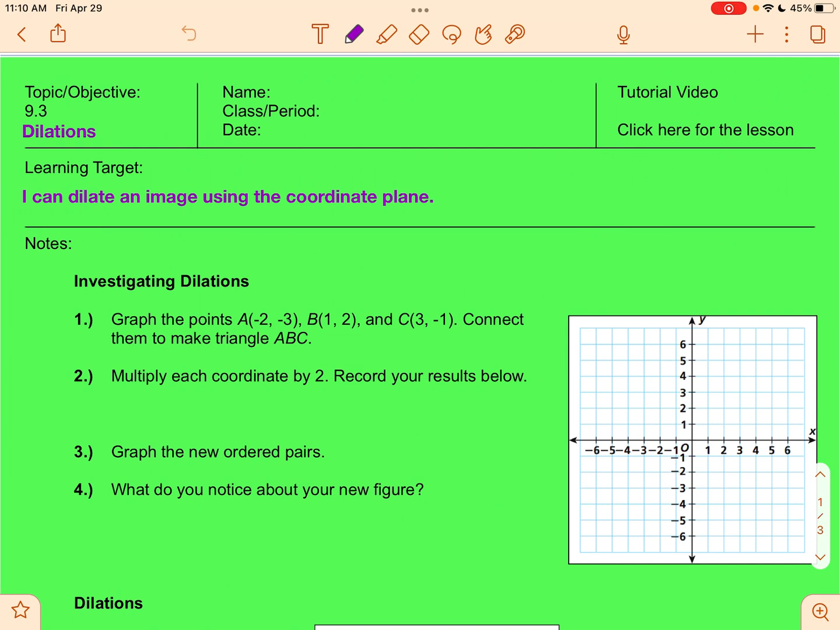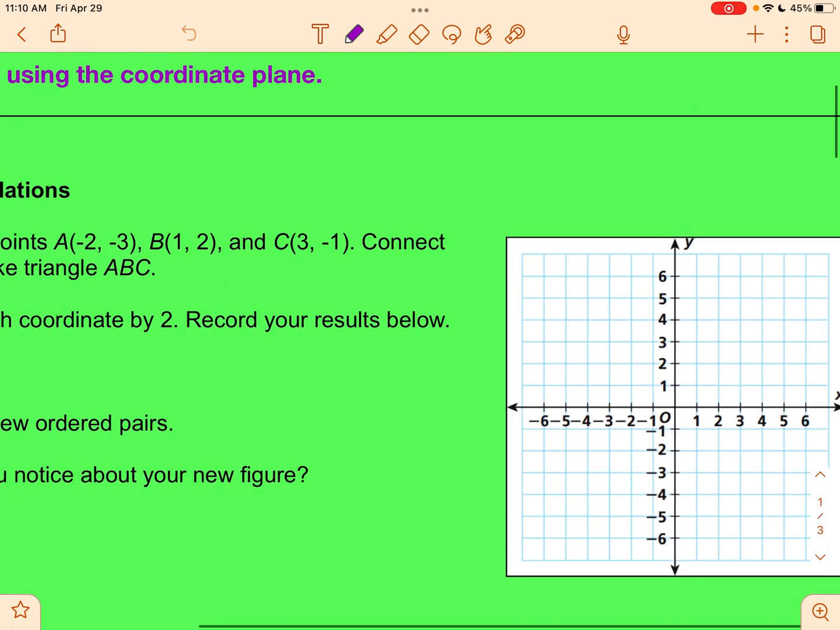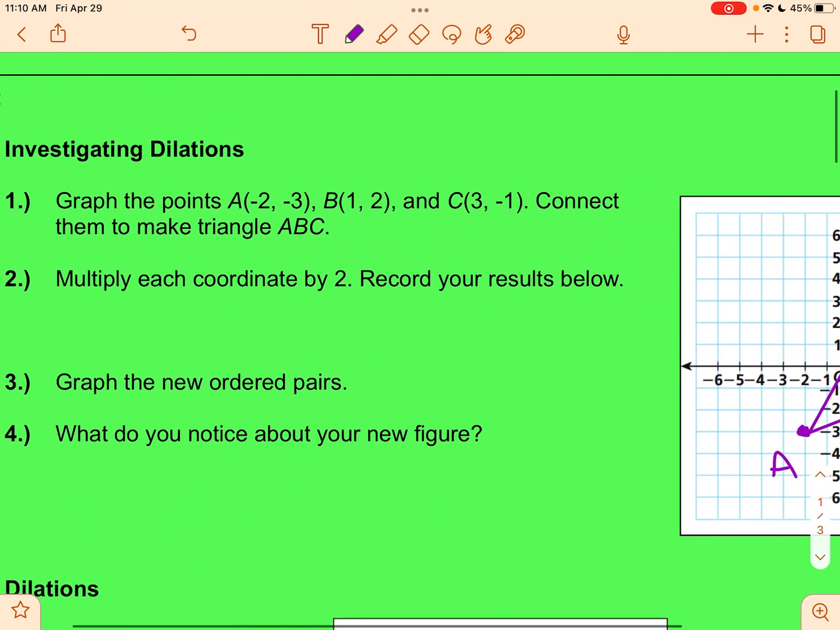So let's get started. In our investigating dilation section, we need to graph those 3 points and then connect them to make a triangle. So we have -2, -3, and that's A, and then we have 1, 2, which is B, and then we have 3, -1, which is C. So this right here is our triangle. Then it's asking us to multiply each coordinate by 2 and then record our results below.